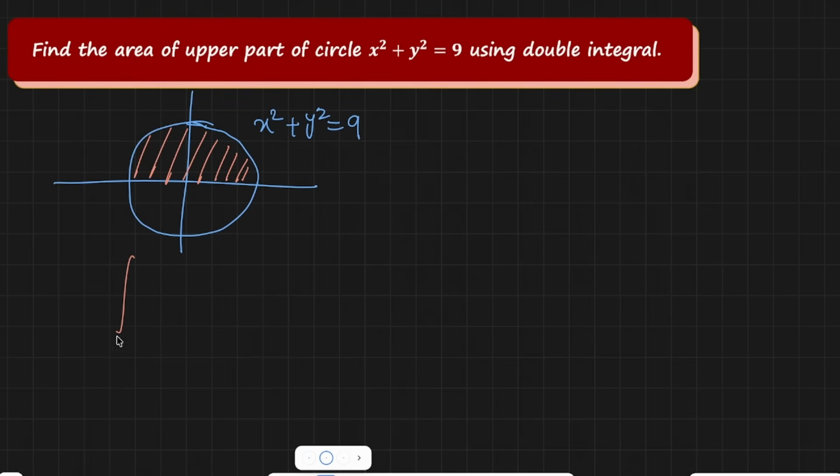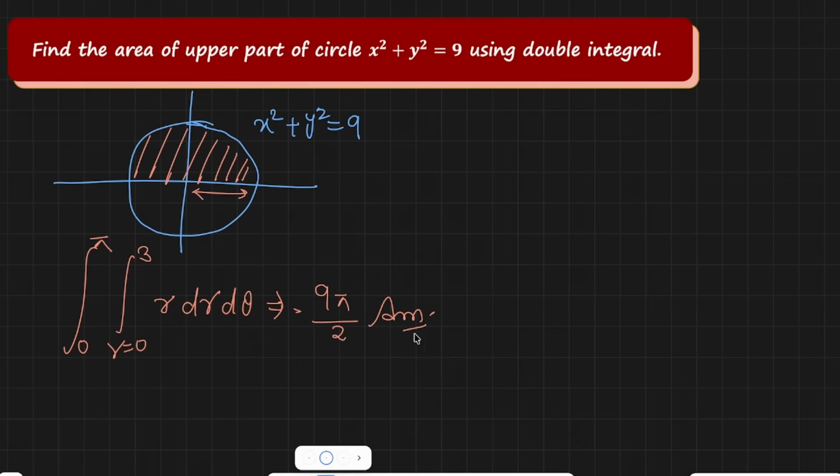Now see, r is the same, 0 to 3, because the radius is 3 and it does not change for this question. What will change? Now we are not going from 0 to 2 pi; the angle is from 0 to pi. This is r dr d theta, and you can solve this, and the answer will be 9 pi by 2. So this is all about finding the solution using the polar coordinate system.